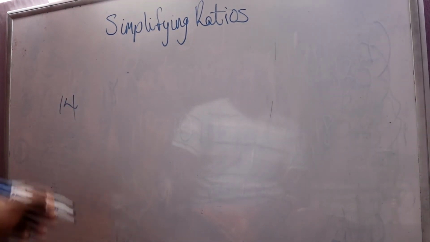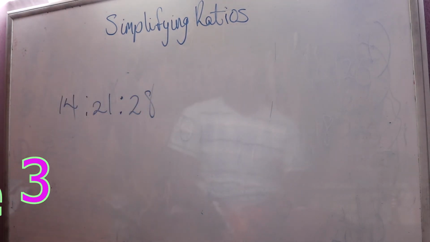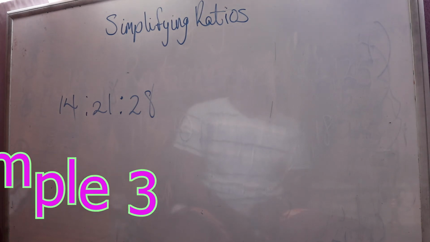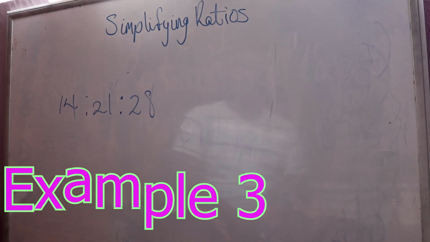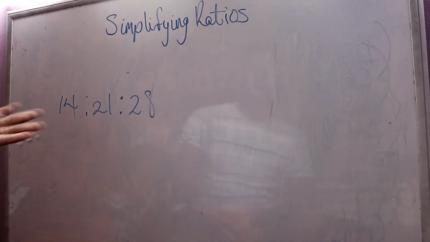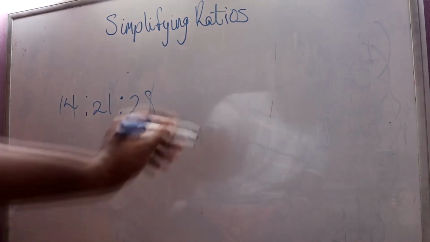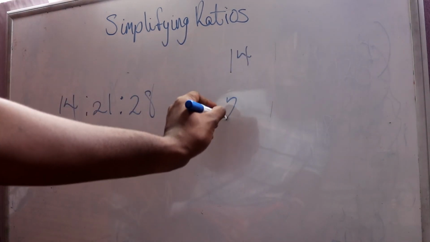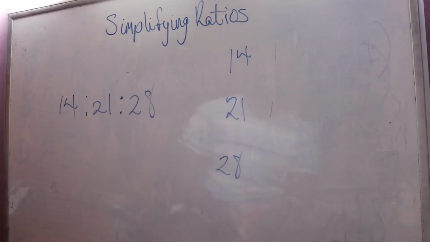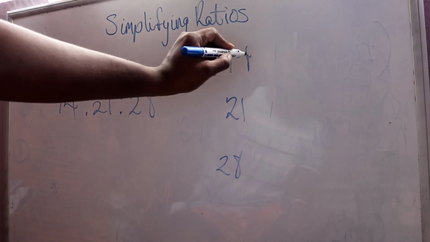14 to 21 to 28. Woo, this looks like a big one. I want you to pause the video and see if you can work this out. Instead of having 2 numbers in the ratio like we did before, now we have 3. So it may seem a bit difficult, but all you have to do is find the highest common factor for these 3 numbers. Alright, please pause the video and try to work it out, and hopefully we can get the same answer. For those of you who are struggling, let's go.